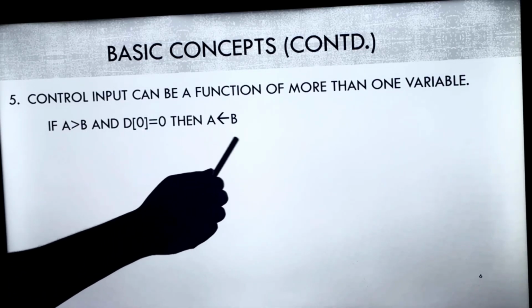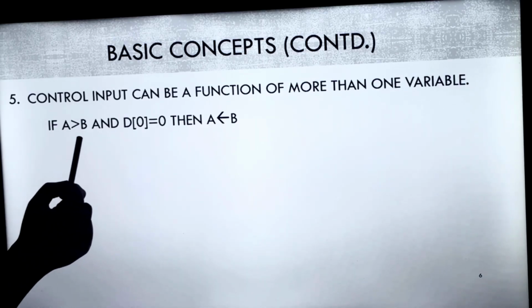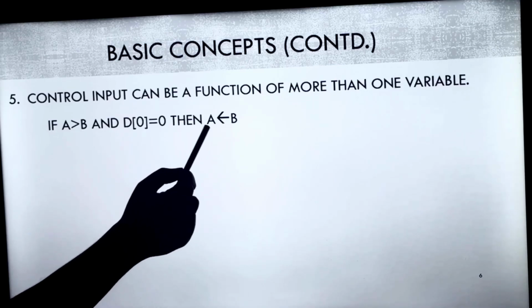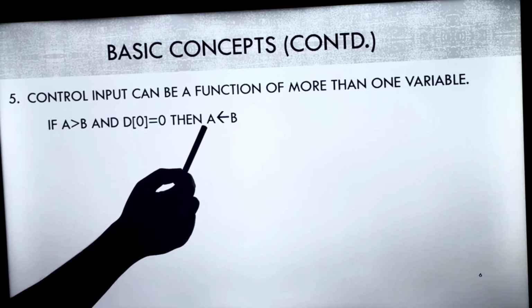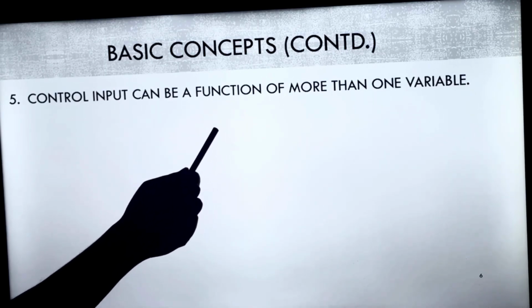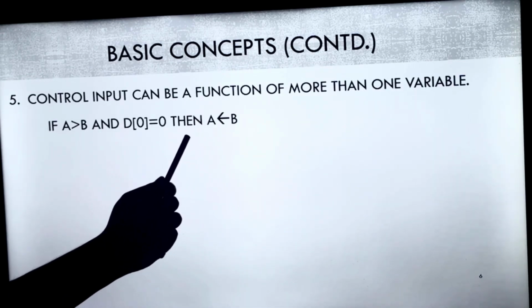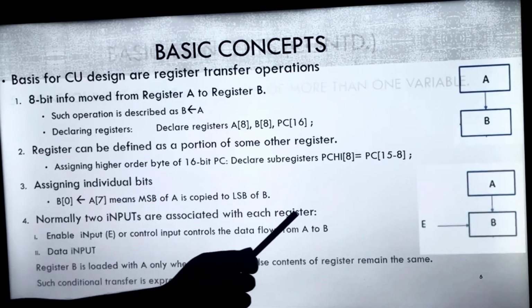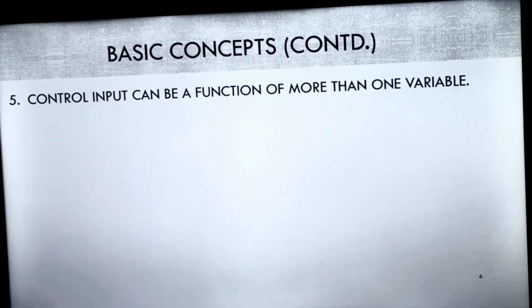What is the RTN I have given? This is the instruction in RTN: if A greater than B and D not equals to 0, then whatever is in B, I will move to A. So how to move from B to A we know, right? How to move from B to A whenever there are some conditions or some input line, we know. By analyzing these two concepts, I think you can easily do it.